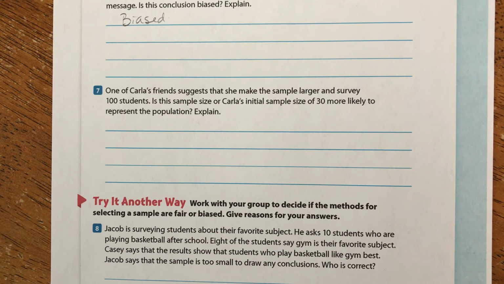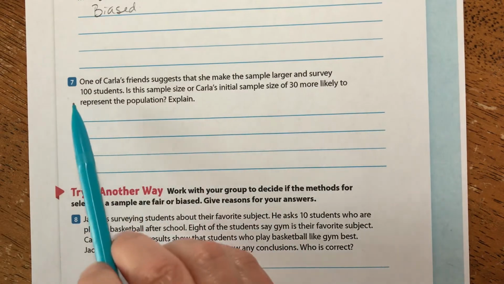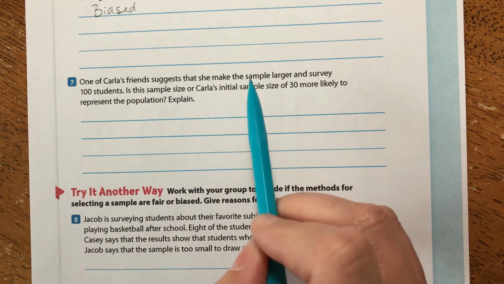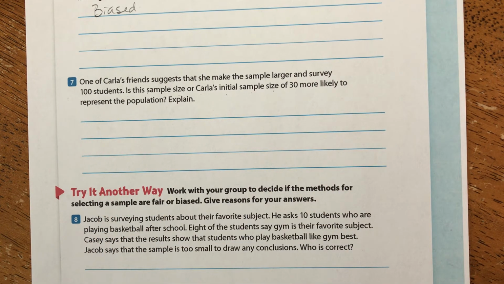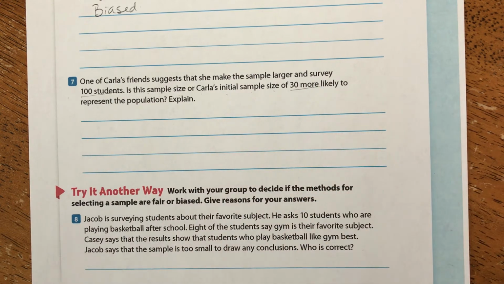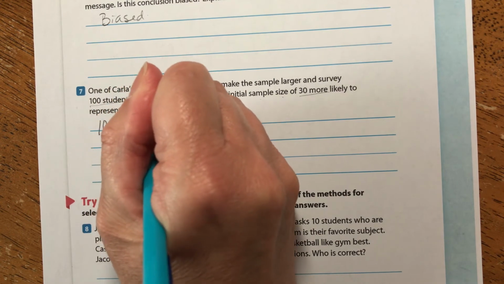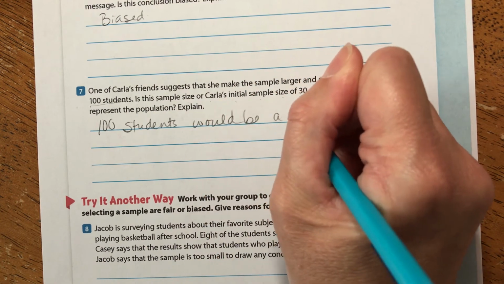One of Carla's friends suggests that she make the sample larger and survey 100 students. Okay, so go back to this original problem. So she picked 30 out of 720. So she has a friend who says, why don't you pick 100 students? Is Carla's initial sample size of 30 more likely to represent the population? So which one's a better number to use? Should she pick 100 students or 30 students? Well, obviously, 100 would give you a better sample.